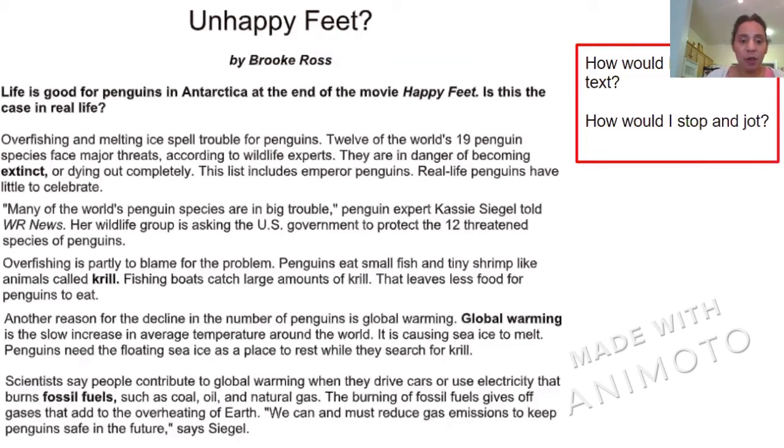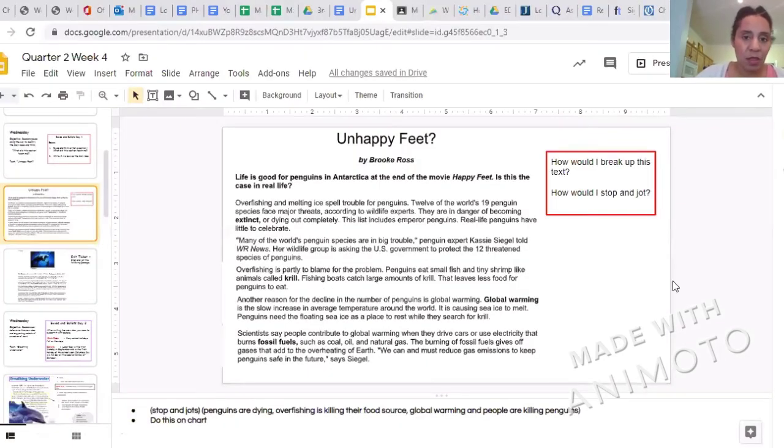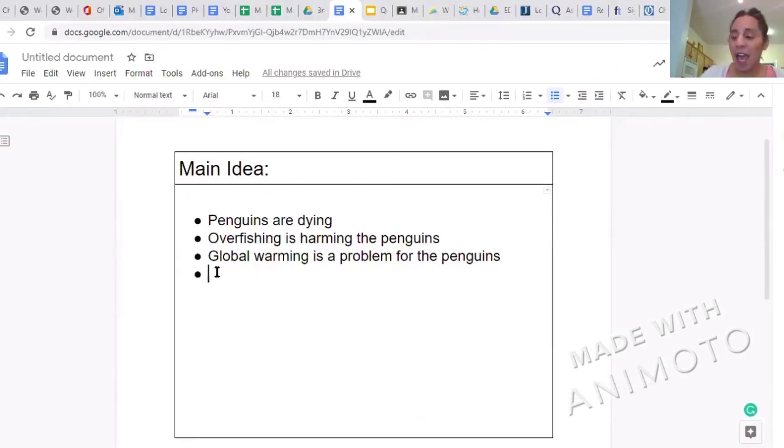All right, boys and girls, so I'm gonna stop there and I'm gonna think about it. What's going on in this chunk? What did I just learn? Well, I'm also learning that people are contributing to global warming by burning so many different types of fossil fuels. And that's affecting the penguins as well. So again, I'm gonna stop. I'm gonna take what I learned from that chunk and add it to my boxes and bullets.